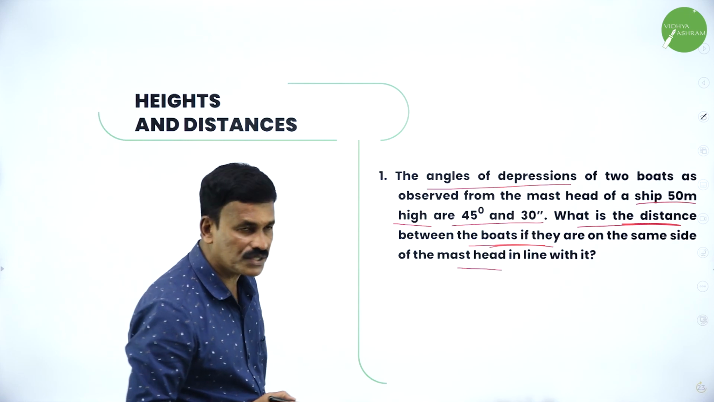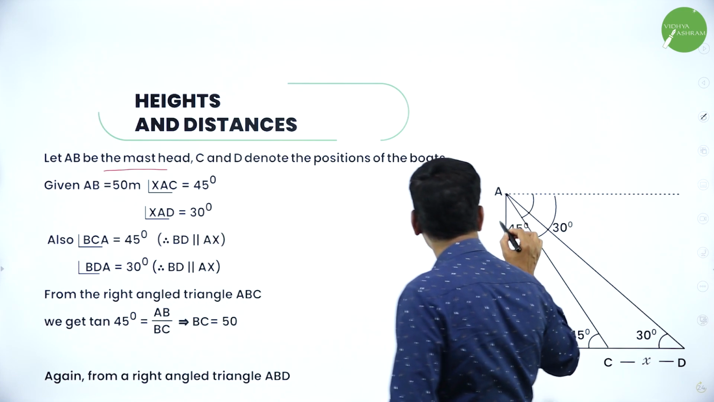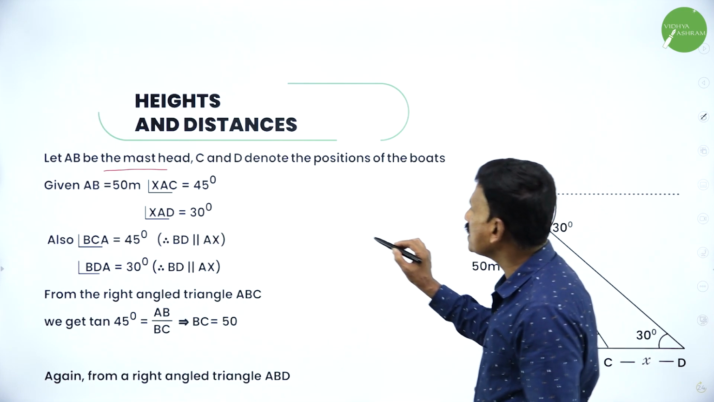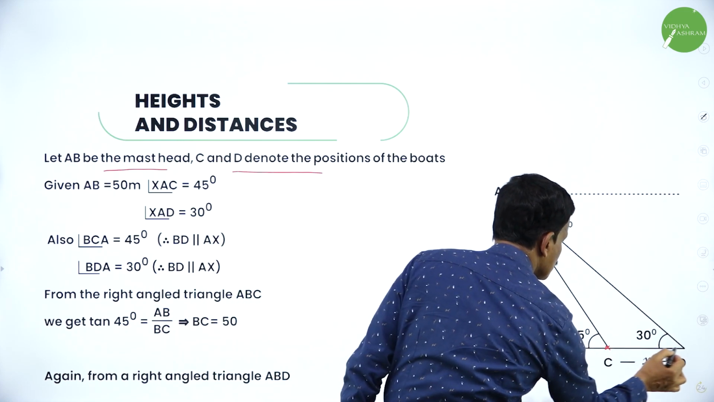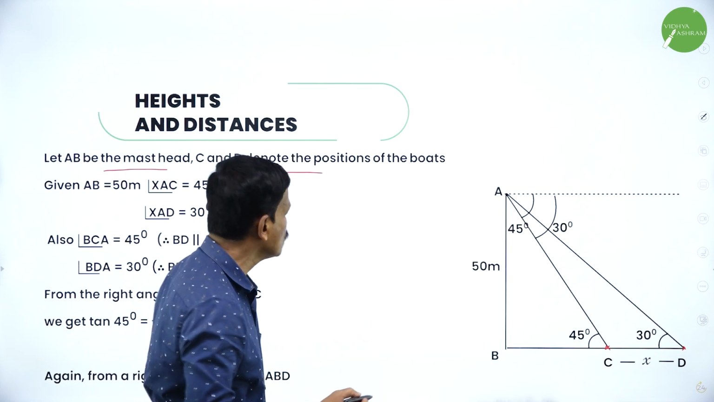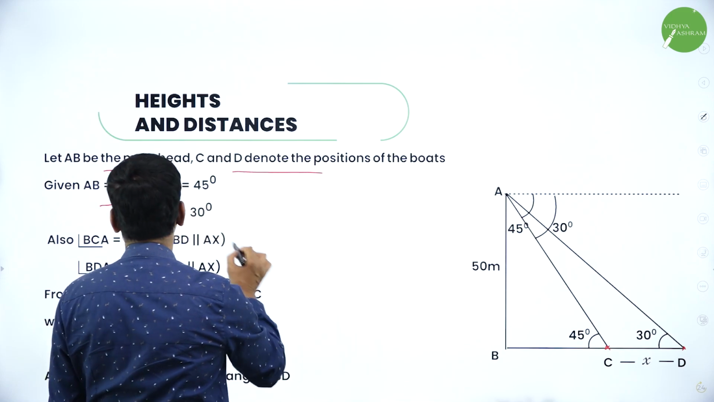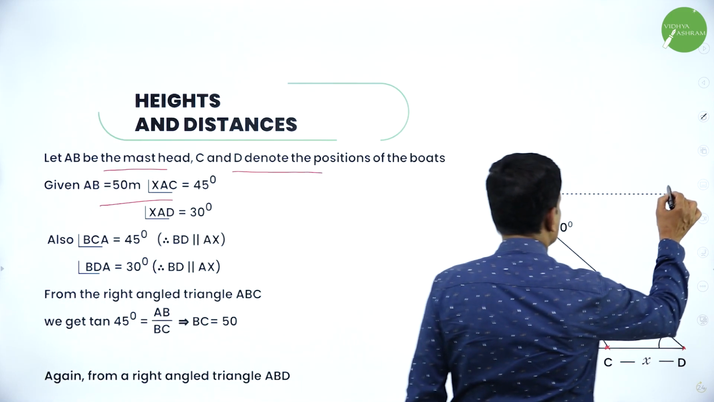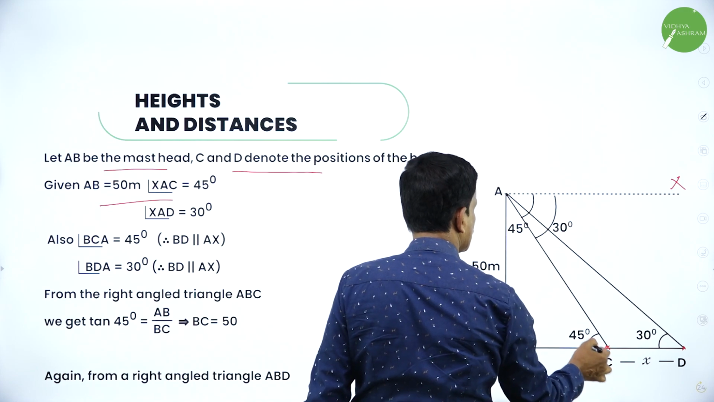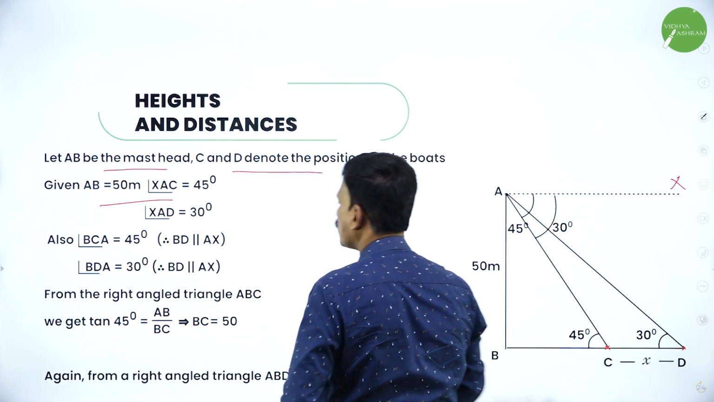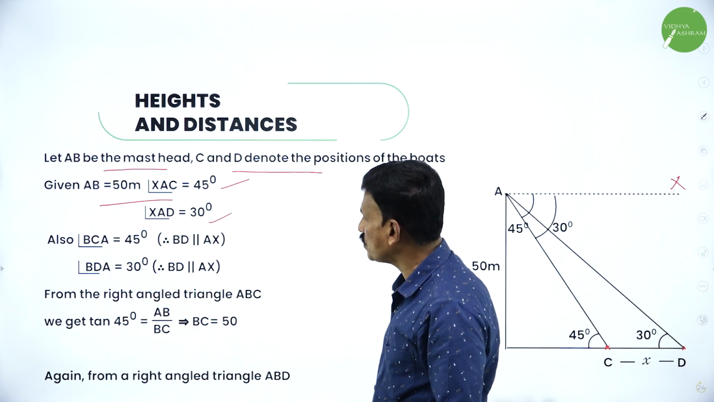Now let us draw the diagram for this. Let AB be the masthead, and C and D denote the positions of the boats. Here the height AB is equal to 50 meters, and let us represent this capital X. What is given? The angle of depression. Angle XAC is equal to 45 degrees and angle XAD is equal to 30 degrees.